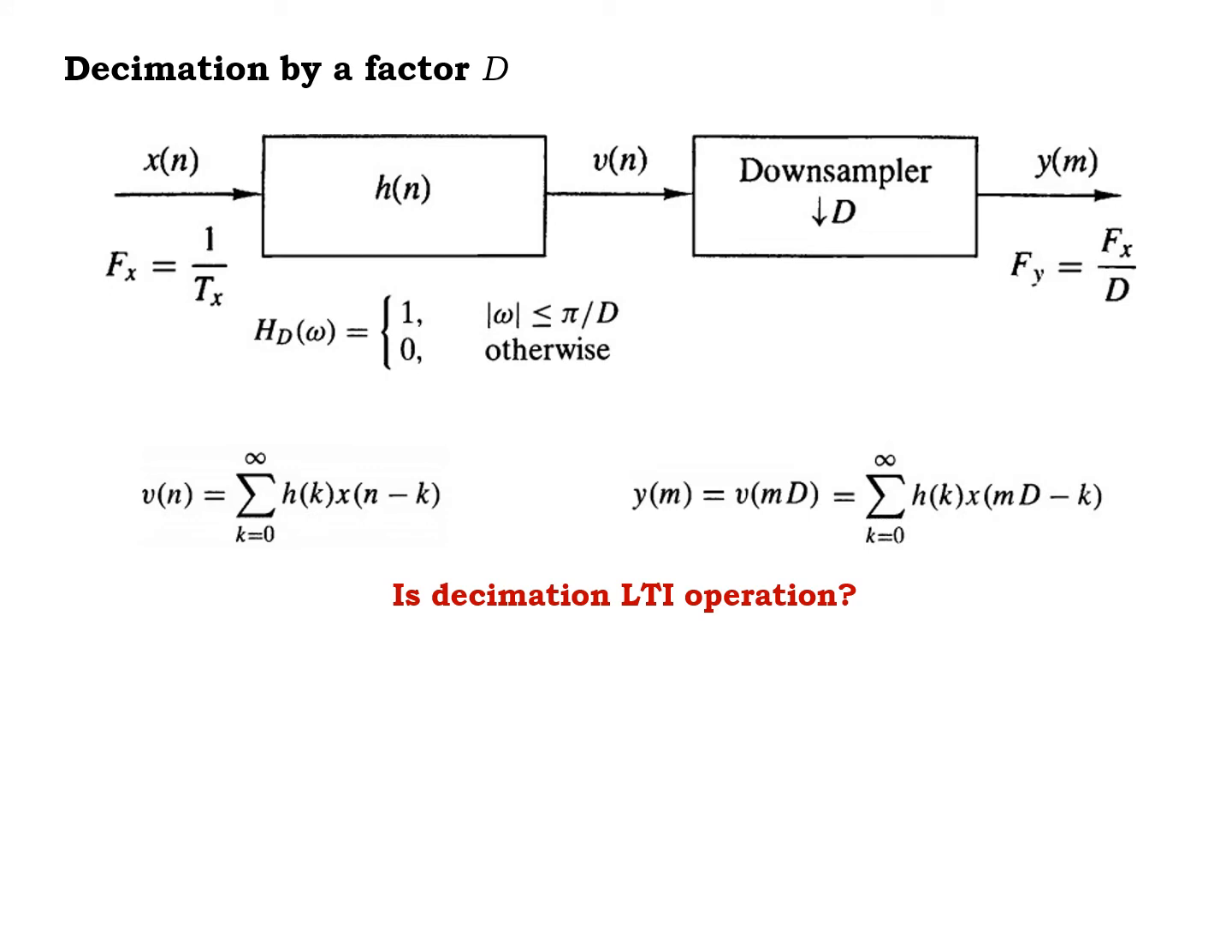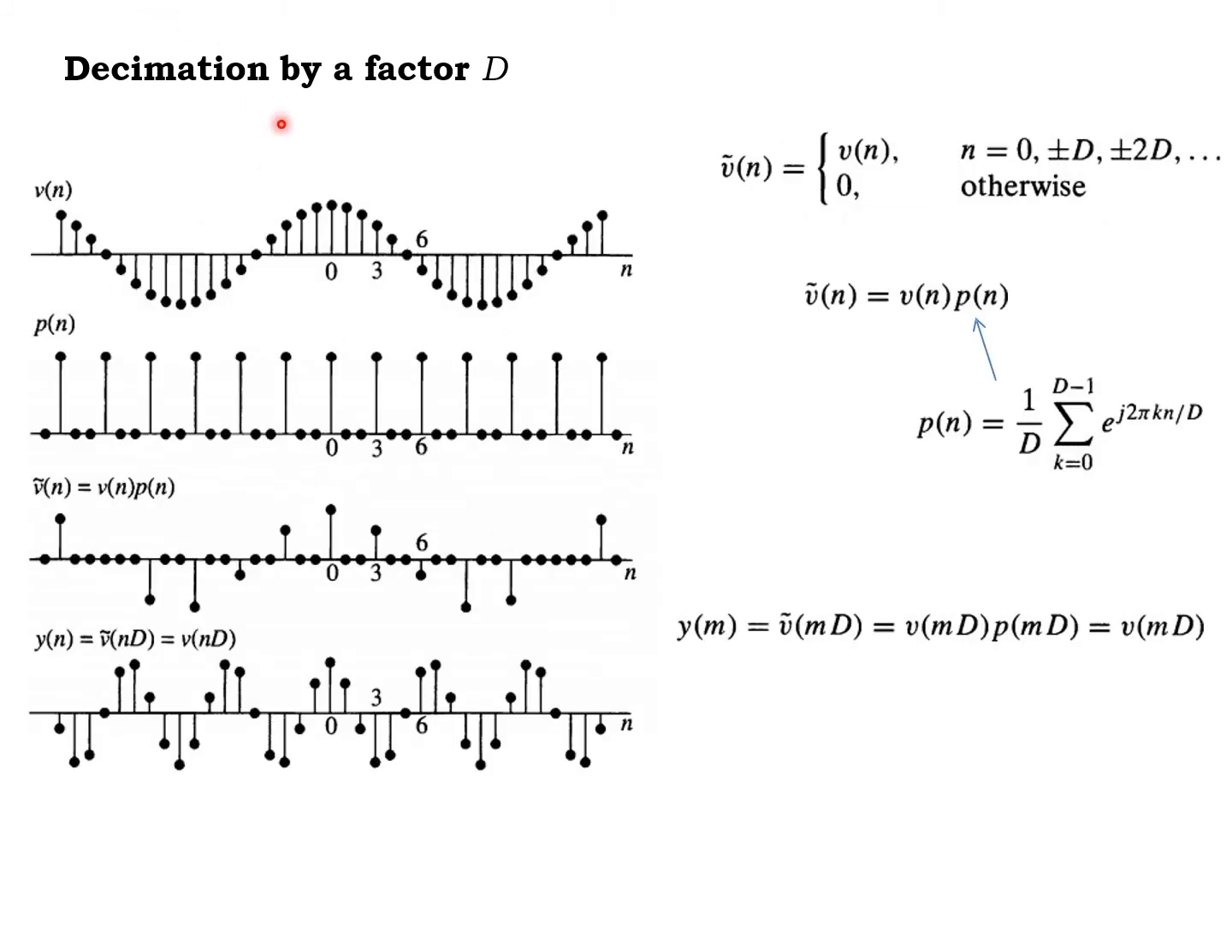Is decimation an LTI operation? Yes. This is a graph which will explain in detail what is happening in decimation. Let us consider the signal x of n, and the z transform of the signal is given by X of z equal to the summation of n equal to minus infinity to infinity x of n into z to the power of minus n. Let's say that is our input signal. The downsampled sequence is y of n, and the expected one is y of m.